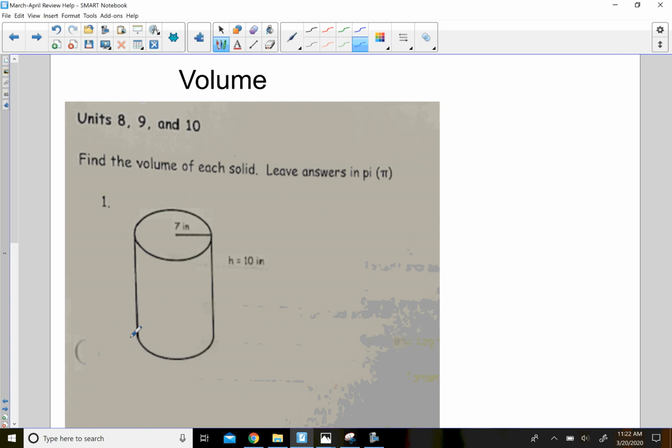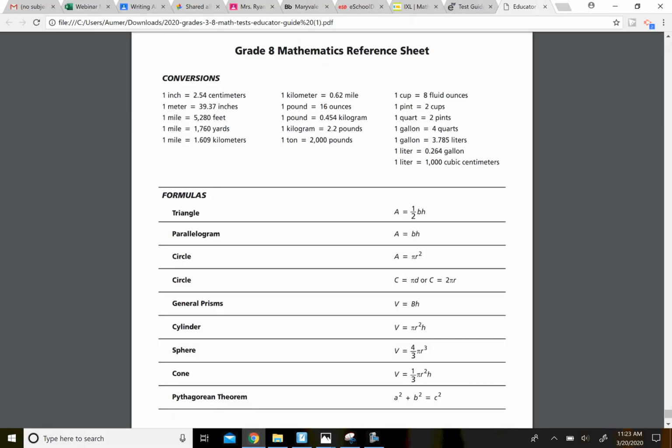Right, this video is going to look into the volume question. So the first thing you need to do is make sure that you also have the note sheets with you. The very first page of the note sheet says notes at the top, but it says grade 8 mathematics reference sheet. And really what is going to help you on this one is down here in this section: the cylinder, the sphere, and the cone. Those are the formulas for the volume.